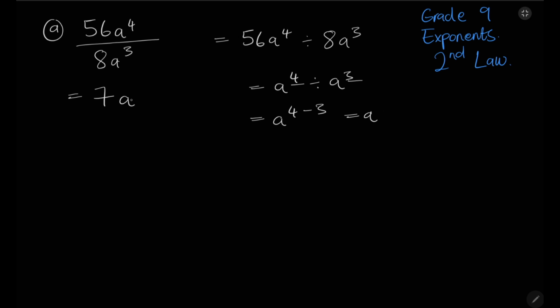So you can show this here. We have a, 4 minus 3, which is 7, a to the power 1. So your answer is 7a. Guys, I really hope that this makes sense.